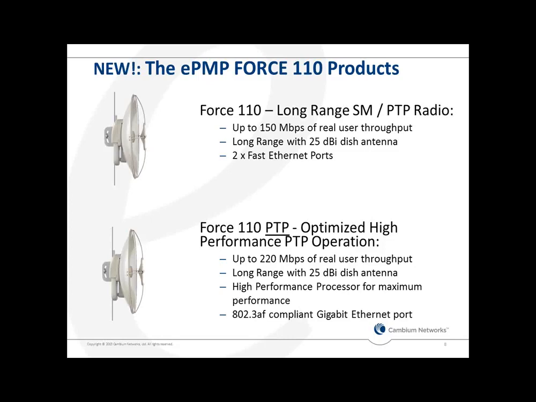And then we have another model which is called the Force 110 PTP. With this model, we utilize a connectorized radio that has a gigabit Ethernet port on it, along with the high gain dish. And what this allows us to do is break through that limitation of 150 megabits per second, and we have a solution that can deliver 220 megabits of real user throughput. That gigabit Ethernet port is also 802.3af compliant, and so it can be powered by standard PoE switches.